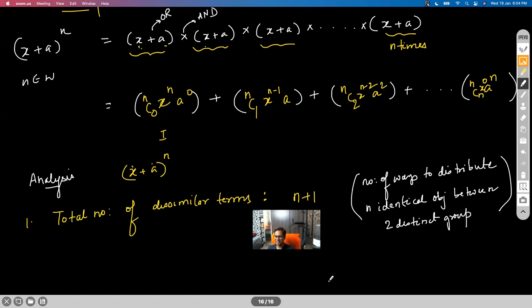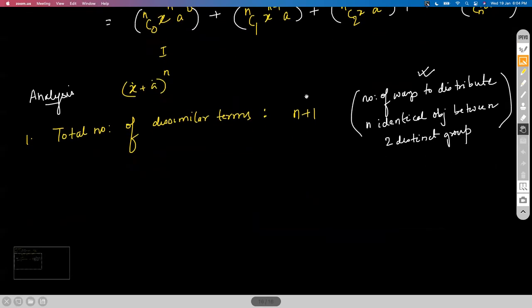So this is something which is very important, and I'll be talking about it again when we do the multinomial theorem. First, just note this down: total number of dissimilar terms when you expand (x + a) to the power n, when x and a are both dissimilar to each other, is going to be n plus 1. Is this fine? Any questions?